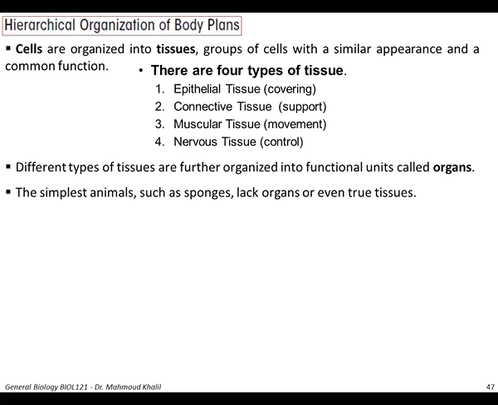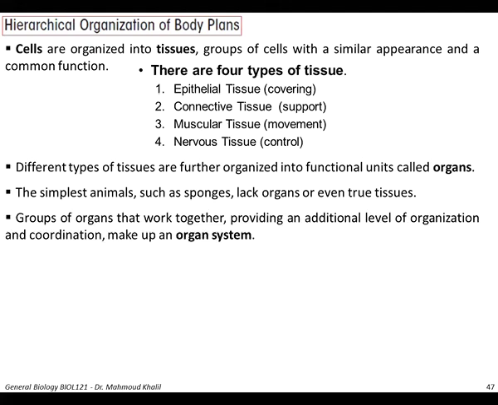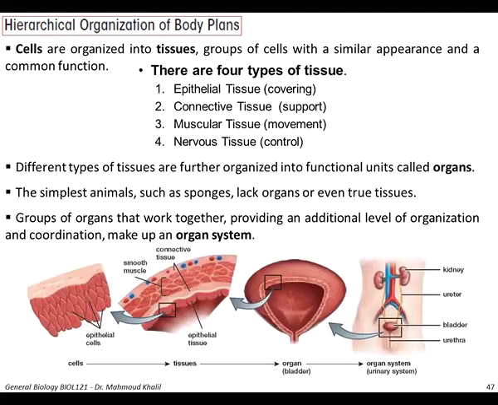The simplest animal is the sponge. You can see it in the sea. It lacks organs or even true tissues. A group of organs forms an organ system. As you can see from the figure, epithelial cells, when combined with different other cells, will form tissues, and then will lead to the organ. In this case, it is the bladder that will form part of the urinary system. As we see from the figure, the urinary system consists of the urethra, bladder, ureter, and kidney.